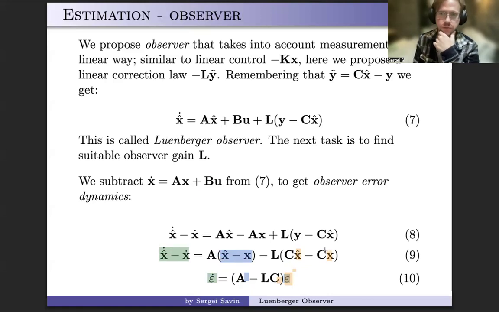Just in case it feels strange that I didn't define epsilon dot and I already use it, just write this as d/dt of x hat minus d/dt of x. And then remember that differentiation is a linear operation, so you can take it out of the brackets. All right, good. So equation 10 gives us the error dynamics of the observer. Let us use it.